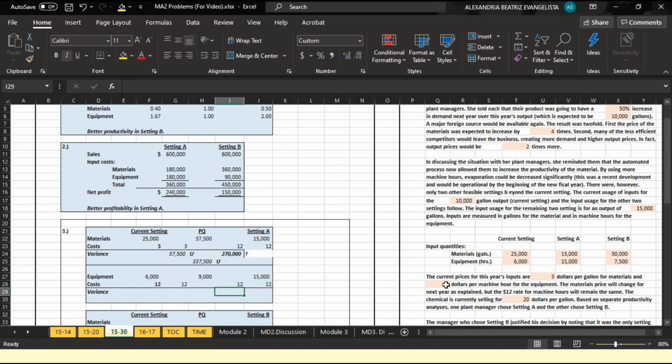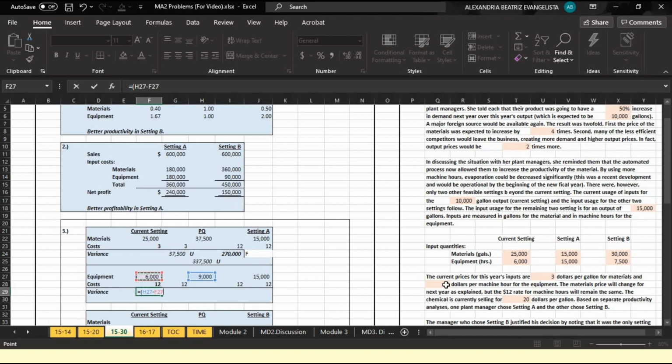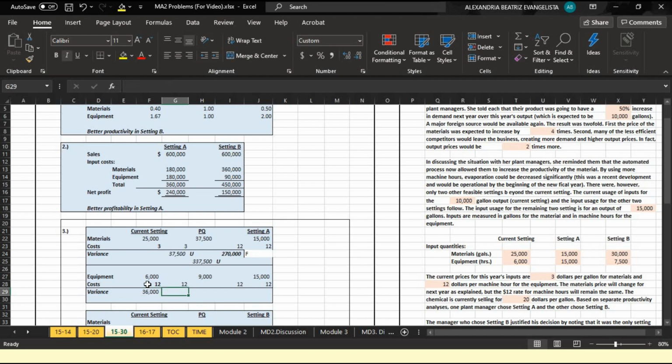Okay, so now let's proceed on to solving the variances, which corresponds to growth. To solve that, we're just going to deduct 9,000 machine hours by 6,000 machine hours of the current setting multiplied by its cost, which is $12, which would give us 36,000 unfavorable.